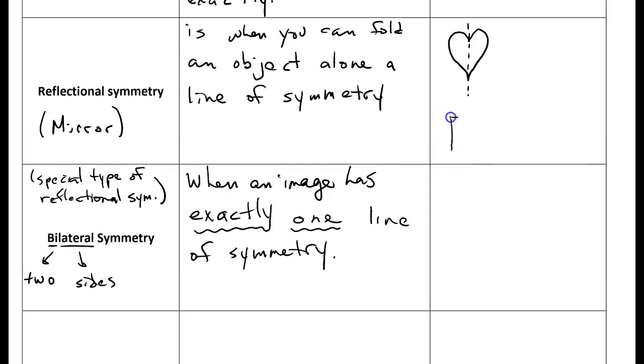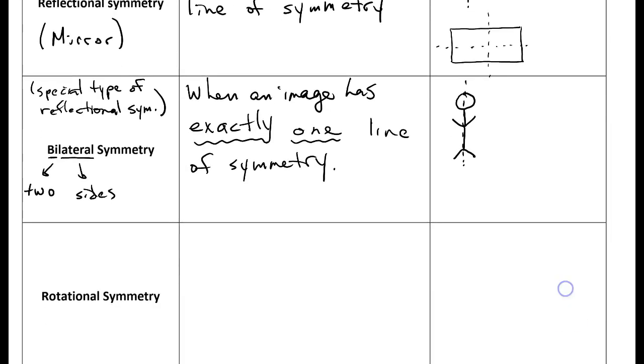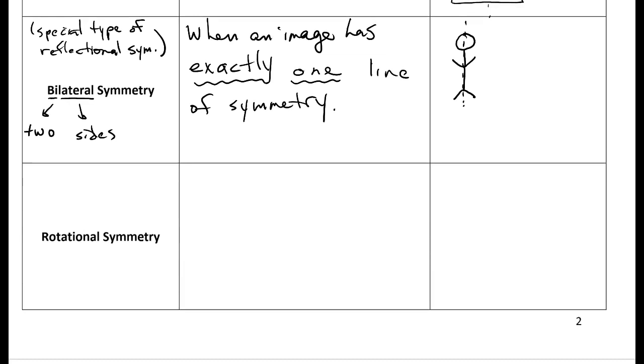If I draw a rectangle, this would actually have two lines of symmetry. I can divide it this way, or I can divide it this way, and each of these dotted lines divides the rectangle into exact halves. So for bilateral symmetry, it has to have only one line of symmetry. For example, this stick figure has exactly one line of symmetry. It has bilateral symmetry. So go ahead and pause the video and see if you can draw another figure that just has bilateral symmetry.